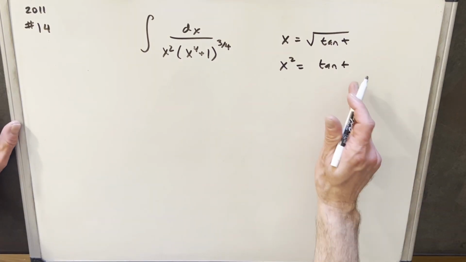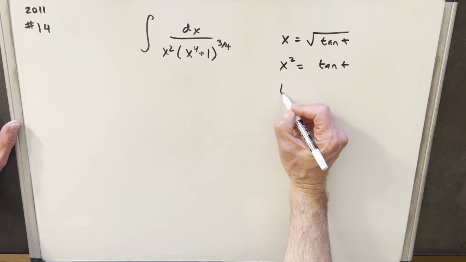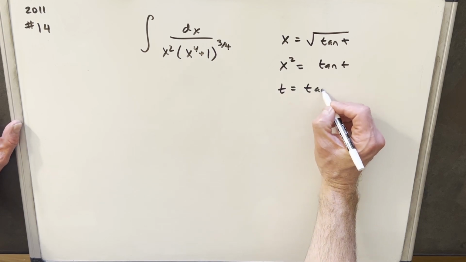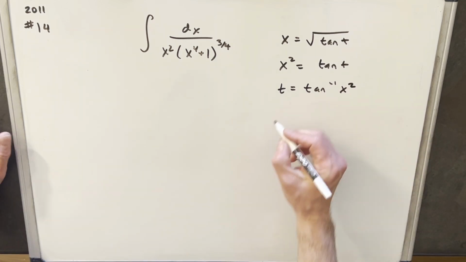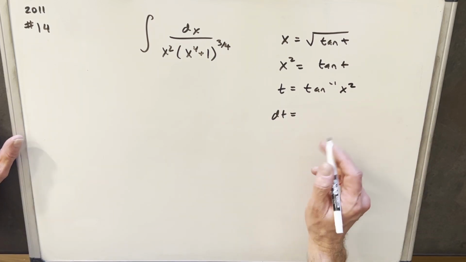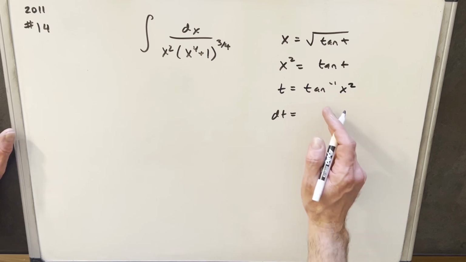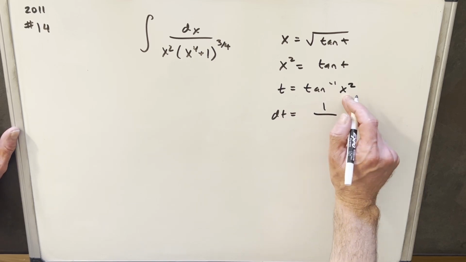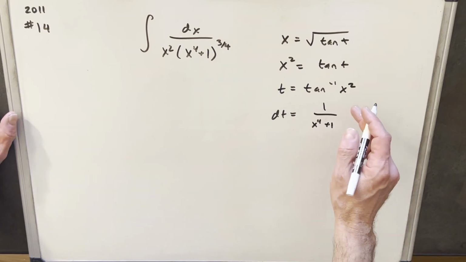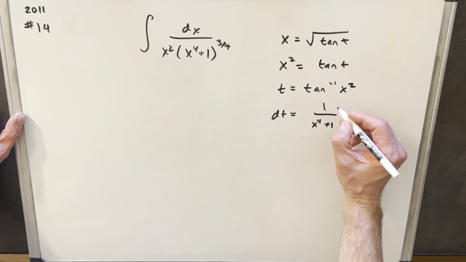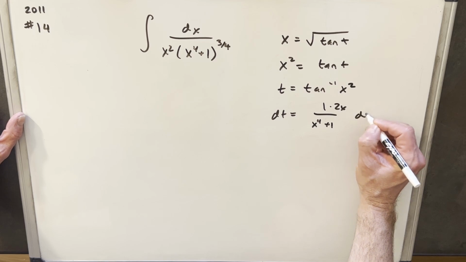And while we're at it, why don't I just solve for t using the inverse? So we'll say t is going to be tan inverse of x squared. Then we'll take a derivative here. So for our dt value, the derivative of arctan is going to be 1 over this input squared. So we're going to have x to the fourth plus 1. But then we're going to need the chain rule here. This is going to give us a 2x dx.